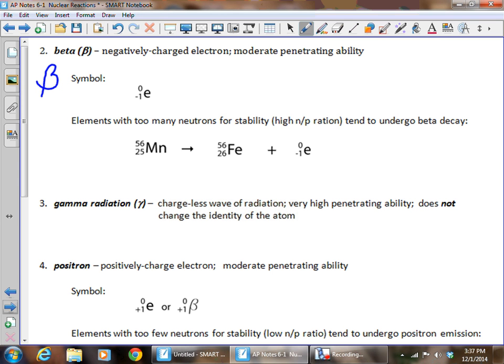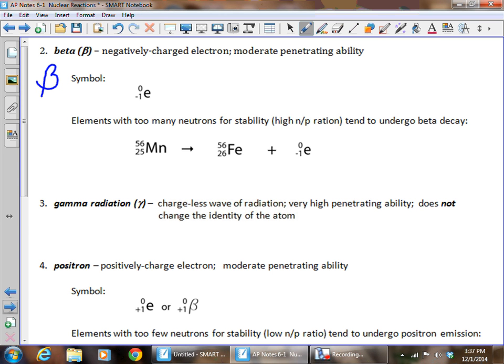Now, if you have too many neutrons for stability in our nucleus, because keep in mind the nucleus is made up of positive protons and neutrons, and those positive protons don't want to be next to each other.